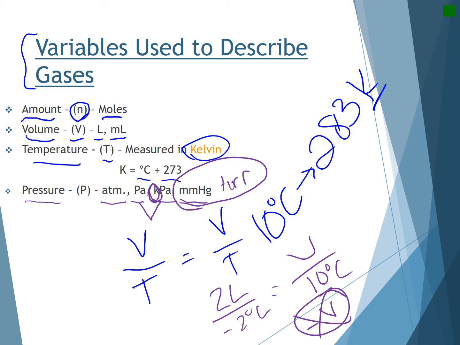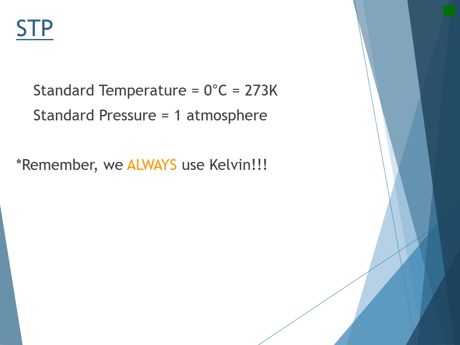And it really depends on what science you're studying. Typically, if you're studying meteorology or weather, you're going to use millimeters of mercury. If you're studying physics, you're going to use pascals or kilopascals. And if you're studying chemistry, they tend to use atmospheres. So depending on the area of science that you're studying, it determines what unit of pressure you're going to be using.